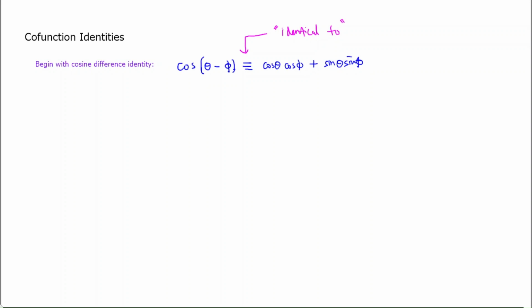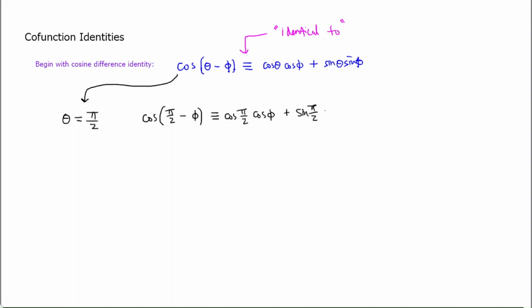All right, so let's get started with this idea of cofunction identities. What I'm going to do here is start by setting theta equal to pi over 2 radians on each side, or if you like, 90 degrees. And so what we get here is cosine of pi over 2 minus phi. This should be equal to the cosine of pi over 2 cosine phi plus the sine of pi over 2 times the sine of phi.